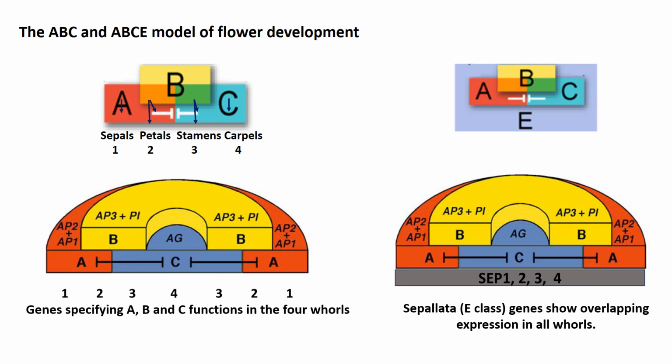SEP1, 2, 3, 4 quadruple mutants show the conversion of all floral organs into leaf-like organs, indicating the involvement of all four SEPALLATA genes in the development of the floral organs. This led to a revision of the ABC model to include the E-class SEPALLATA genes. This model is called the ABCE model.